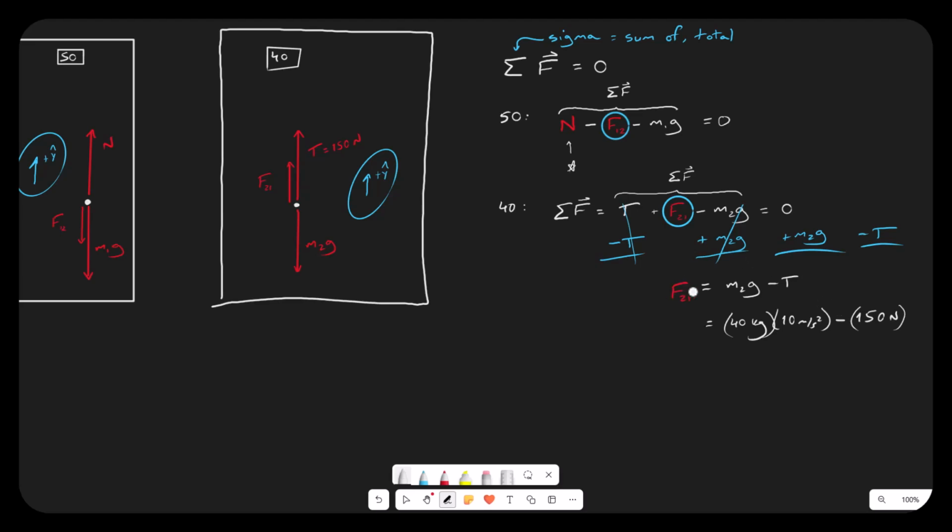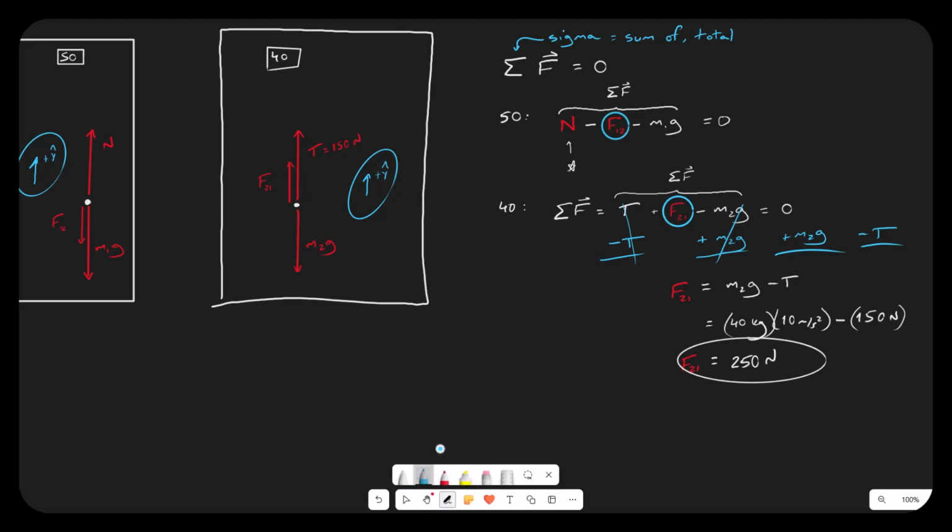I like to leave my questions in variables as long as I possibly can, because it's not an uncommon thing to have a part B to a question that says, how would this be different if the tension were 50 newtons instead? And then if you plugged in your numbers right away, then you have to go through and do the whole problem again. This way, I'm down to one equation I can plug in and I'm good to go. 40 times 10, that's 400, minus 150, that's 250 newtons. So I now know this F21, which is the same as F12.